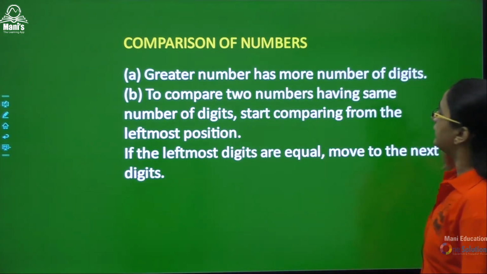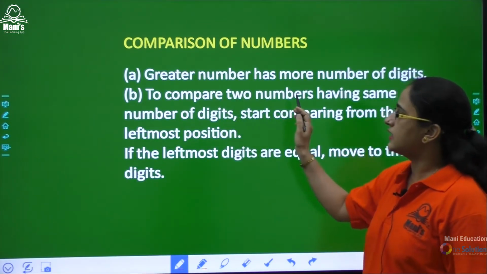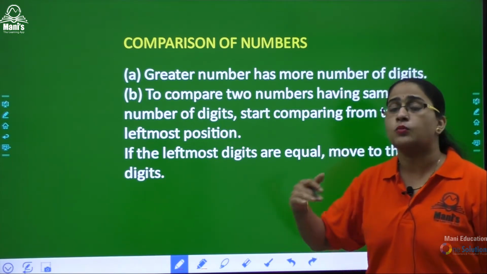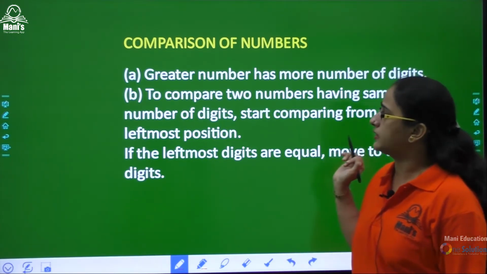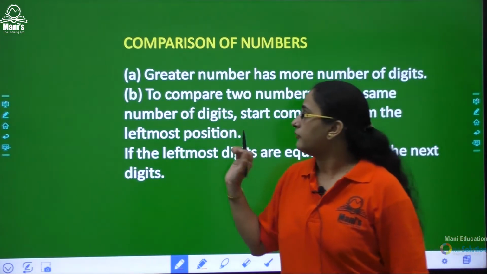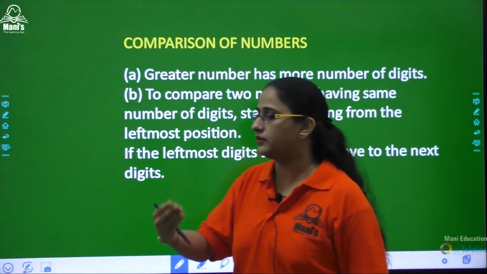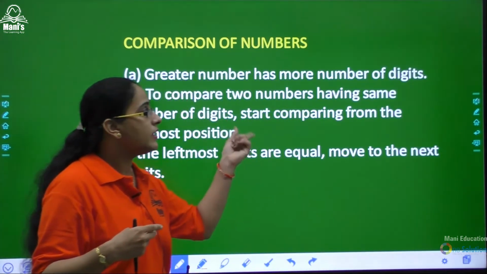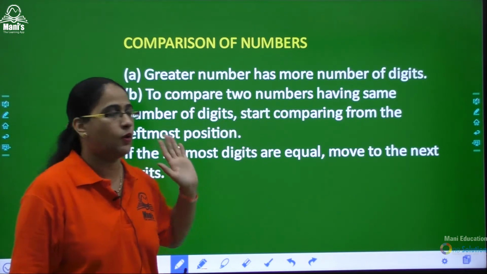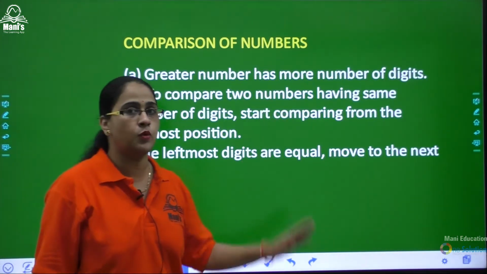In case of comparison, at least 2 numbers have to be there. First thing is, the greater number has more digits. If 2 or more numbers are there and we have to compare them, we have to check the number of digits. There are 2-3 methods to check which number is greater and which is smaller. First of all, the greater number has more number of digits.